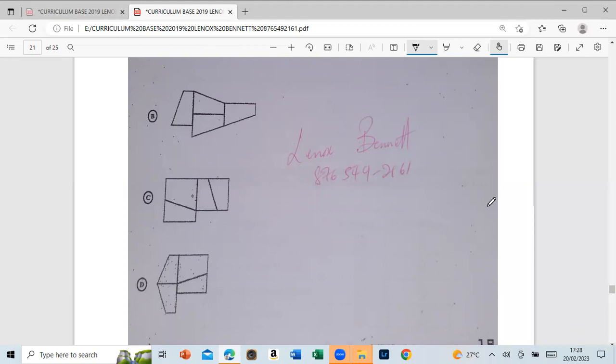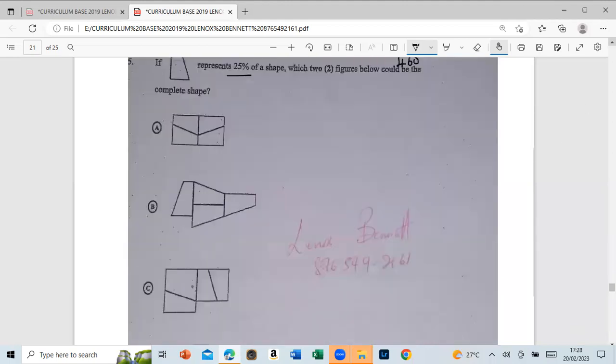I'm only seeing B. I'm seeing the other one look quite like a quarter. Could this and this be the same size? Yeah. I would say A and B. This one, this big, represents a quarter.